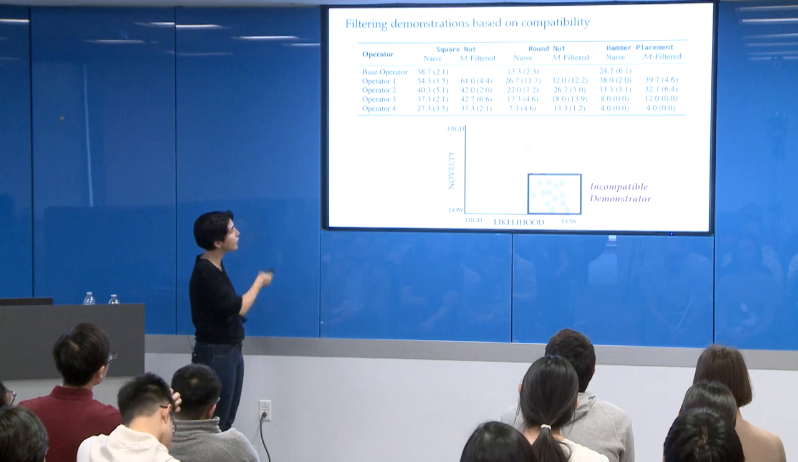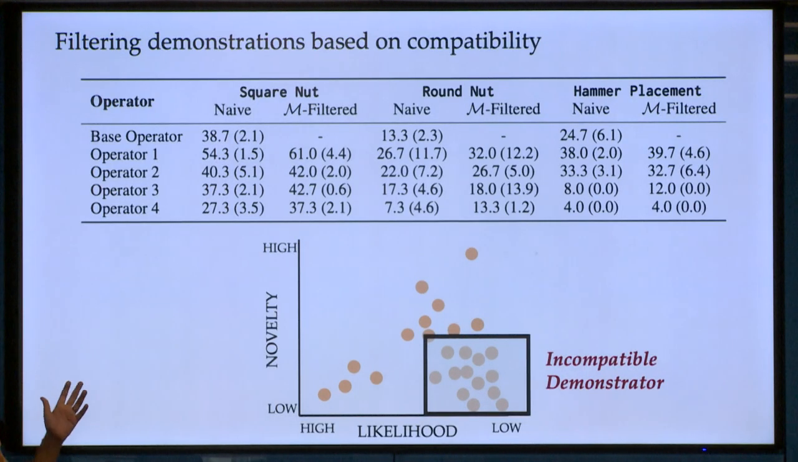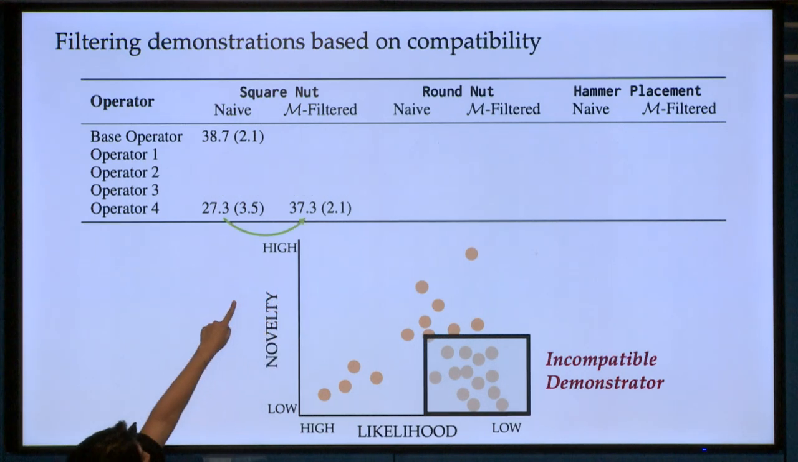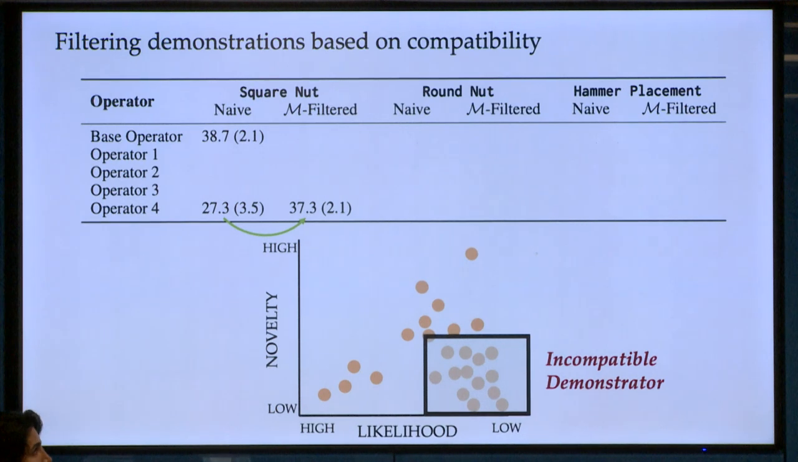You could do the same thing with all the operators. If you have played around with this environment, you notice that operator four is actually not an expert in this task. So when you add operator four data, performance goes down. But then if you do the filtering, it doesn't really change. Right? That is an interesting point that allows us to talk about data quality when we are collecting data from, let's say, teleoperators and how we should treat that data.